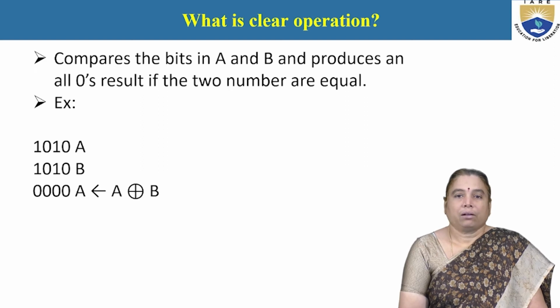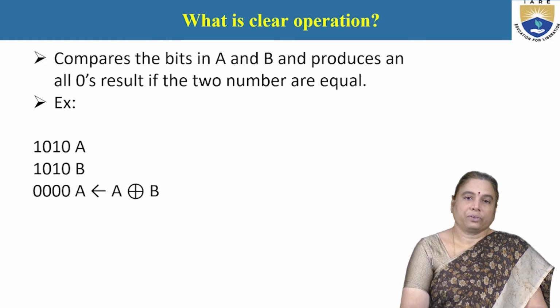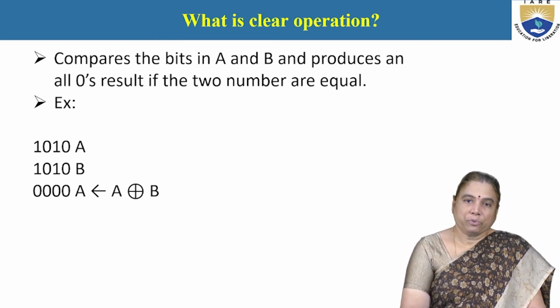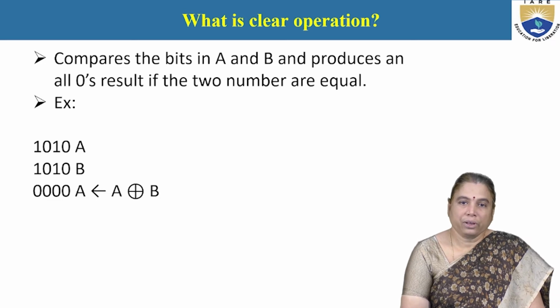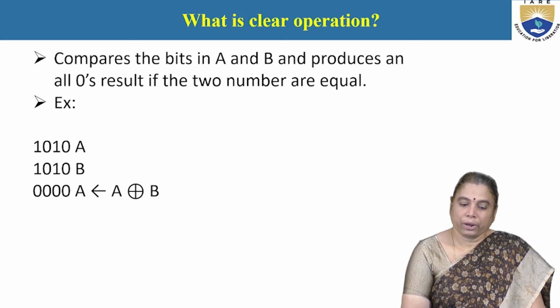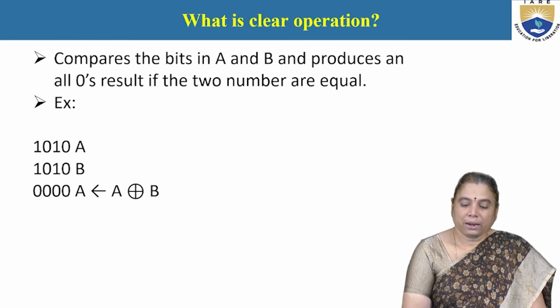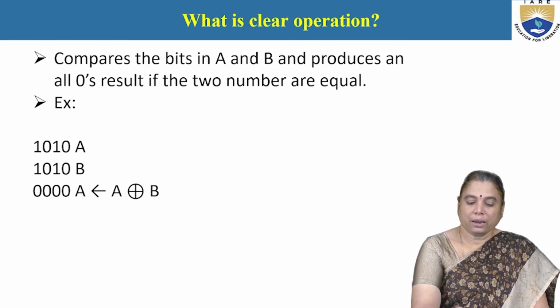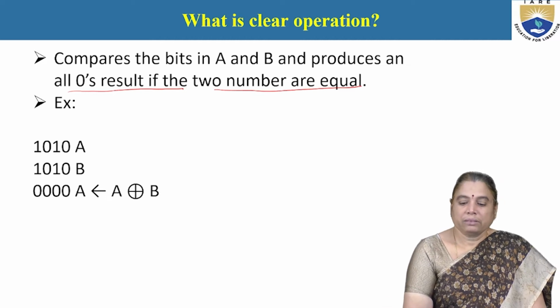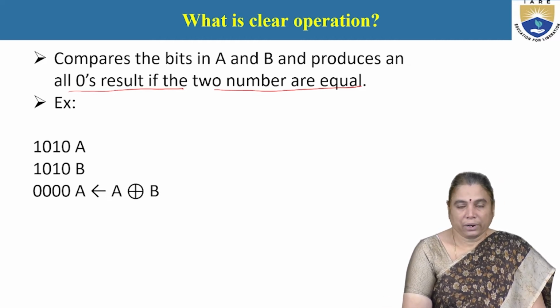What is the clear operation? The clear operation is used generally to initialize the registers. A 0 value can be stored in the specified register or in the memory word. It compares the bits in A and B and produces an all 0 result if the two numbers are equal. This is the logical clear operation.